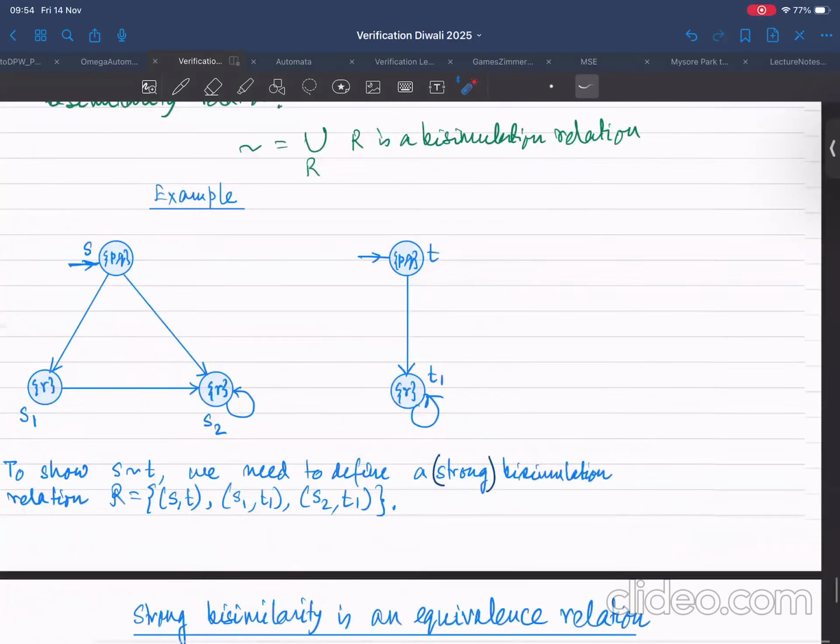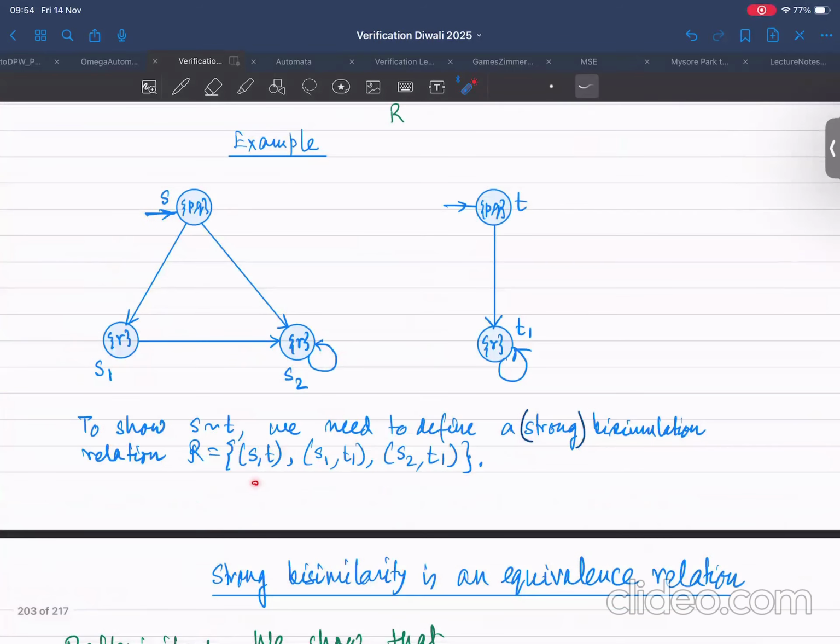So we need to define a strong bisimulation relation. I define it this way: (S, T), then S1 matches with T1, and S2 also matches with T1. This is done recursively. Once I have (S1, T1) and (S2, T1), after that there is a self loop, so I don't need to add any more pairs. And this is my bisimulation relation.